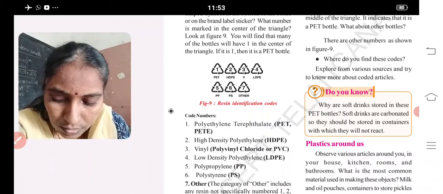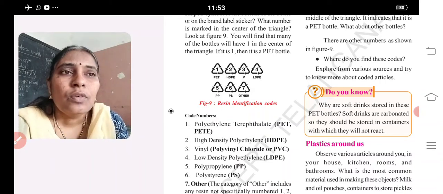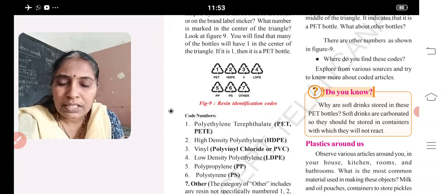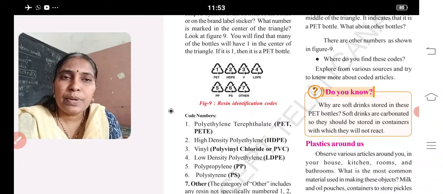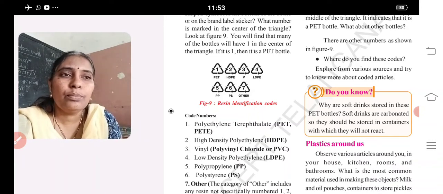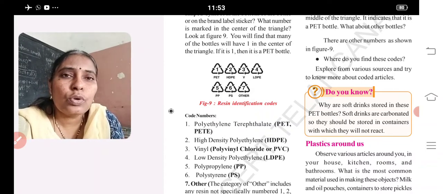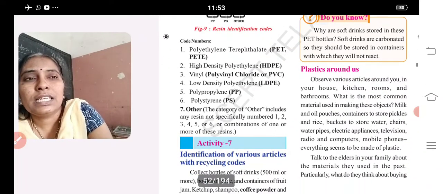universal code symbols. By checking that symbol, you can buy the products and we can separate them based on that universal code. We can recycle those products. So PET bottles are always used as soft cold drink bottles which are carbonated. Okay. Now, plastic around us.